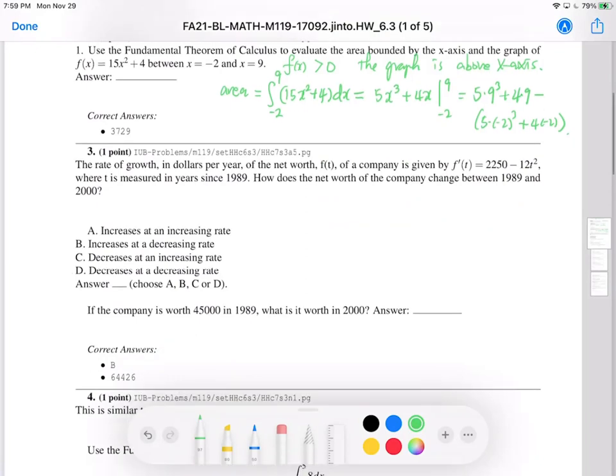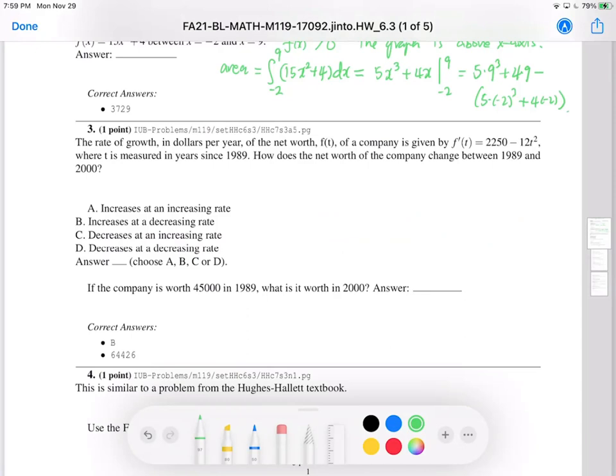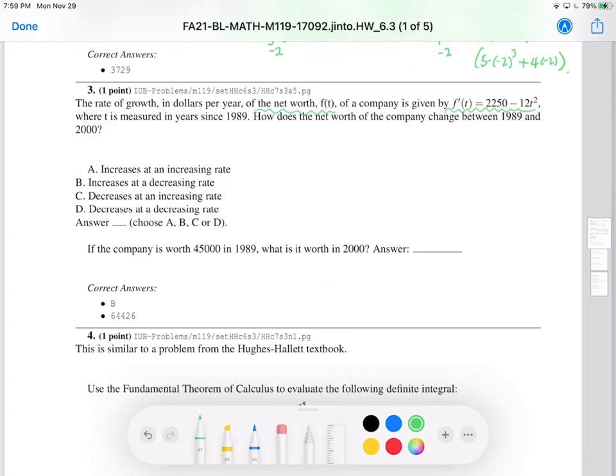For number 3, the net worth is f of t, and its derivative, which is the rate, is given by this function. Okay, so then the question is, how does the net worth change during this period between 1989 and 2000.